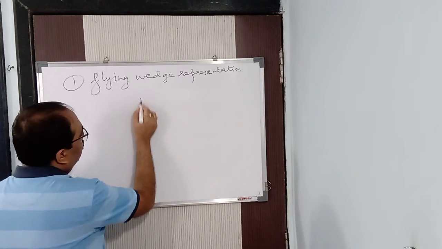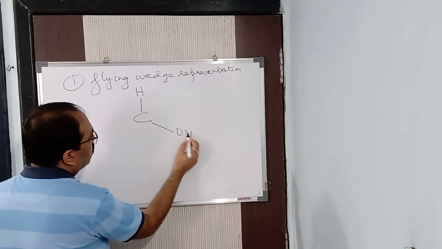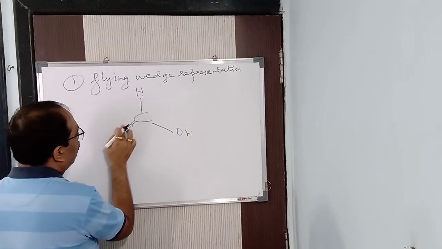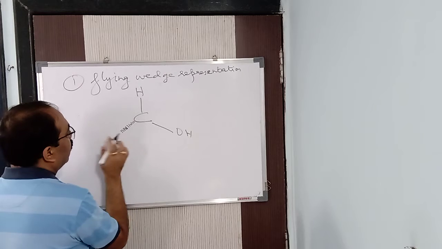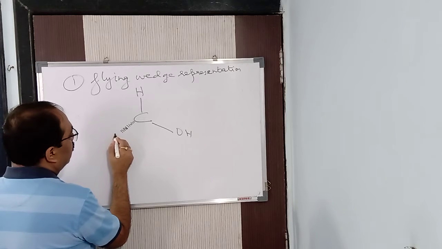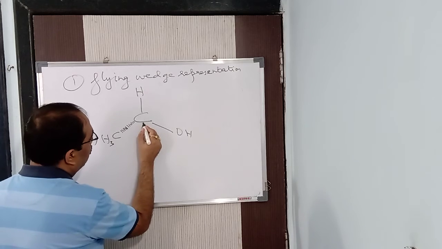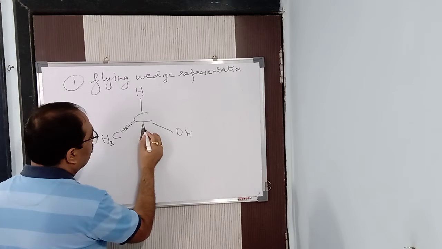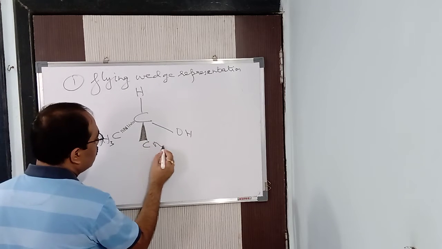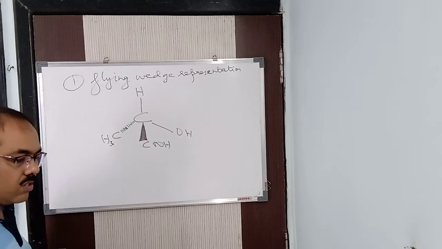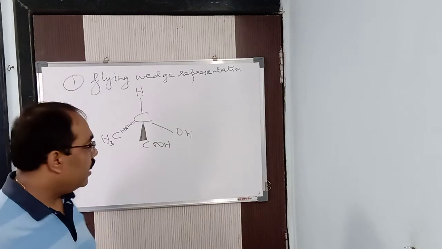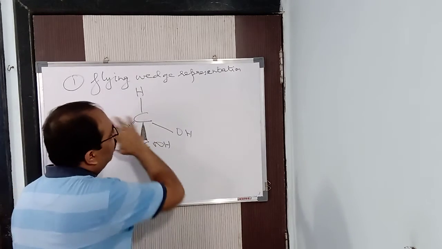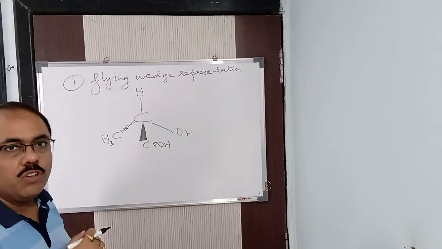See here. For example, let us say this is H, OH, and let us say this one is CH3, and I'll make this one dark. Let us say this one is COOH. This is known as flying wedge representation. Now, this is three-dimensional, you can see it. When I am writing this three-dimensional molecule on a two-dimensional plane, how do I represent it?